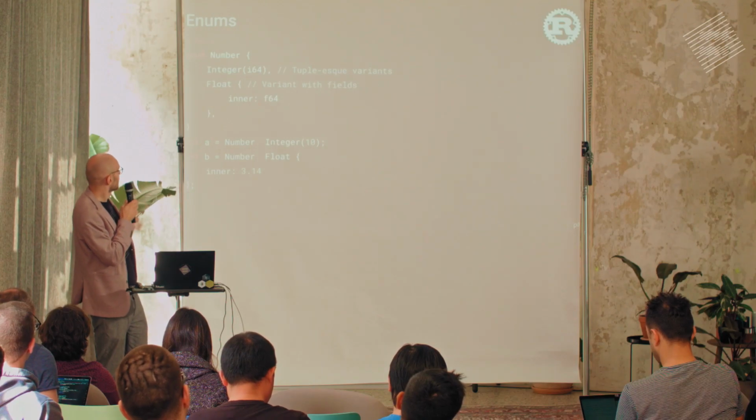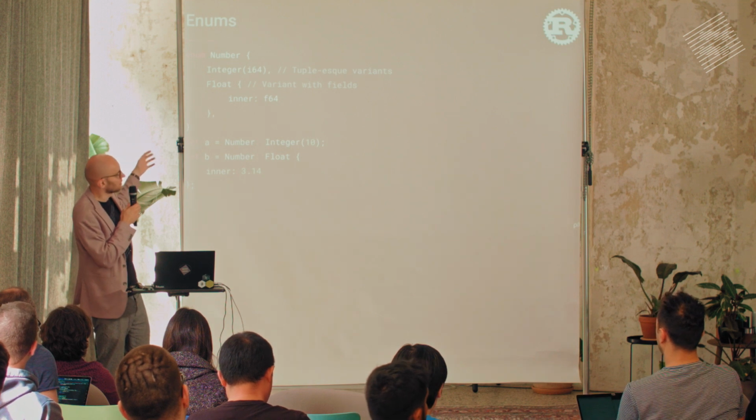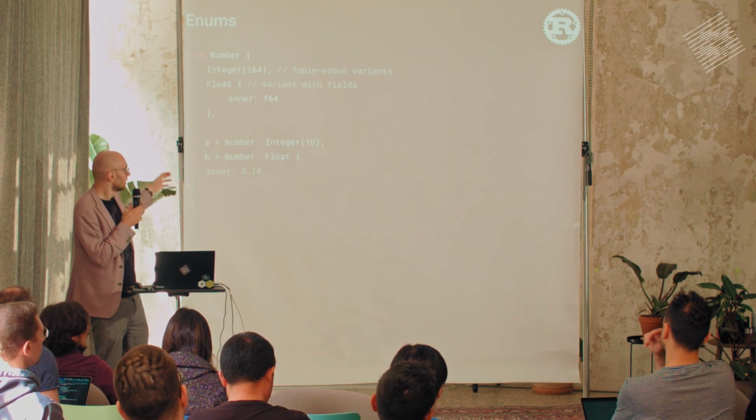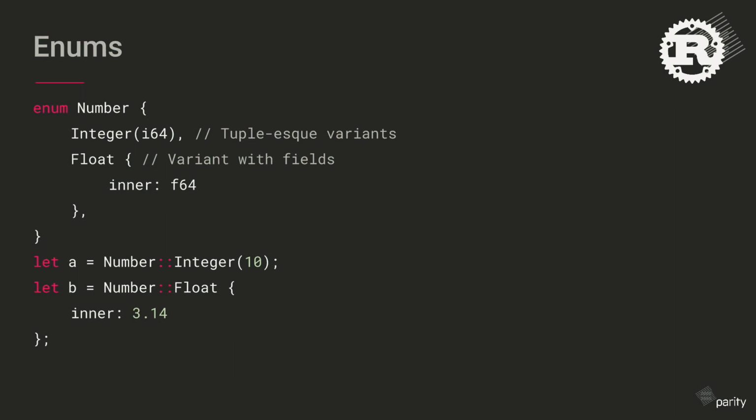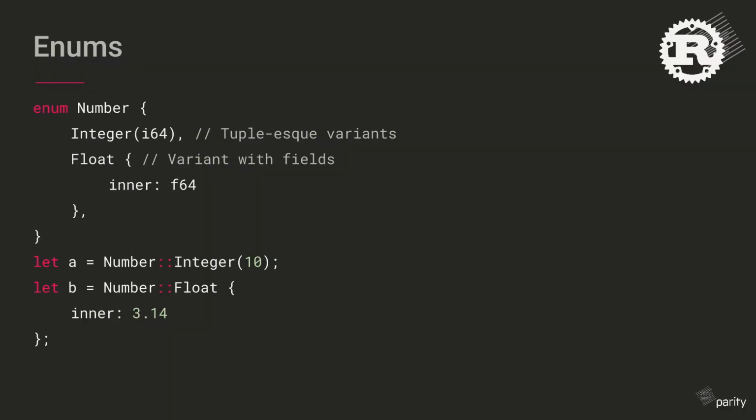So here I have an enum called Number, and this Number can be either an integer or a float. I also want to demonstrate that you can have variants that are tuple-like, or you can have field names. Again, roughly the same when you compile it, but when you write it, fields tend to be useful when thinking about stuff. Then you create them the same way as you create the struct, except you add the colon and then give it the name of the variant that you're creating.